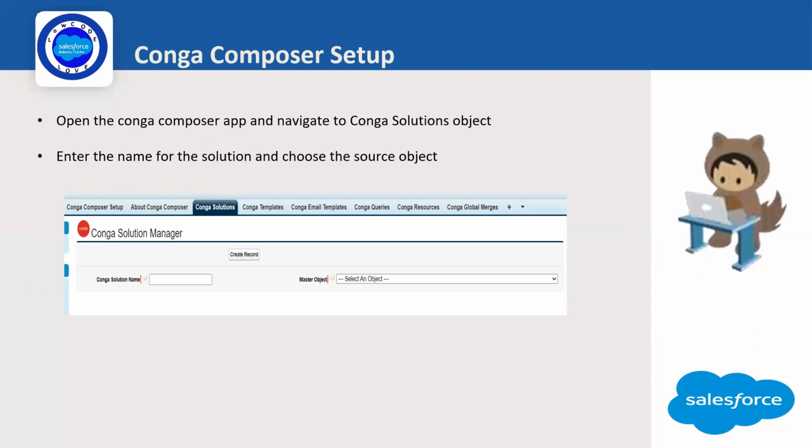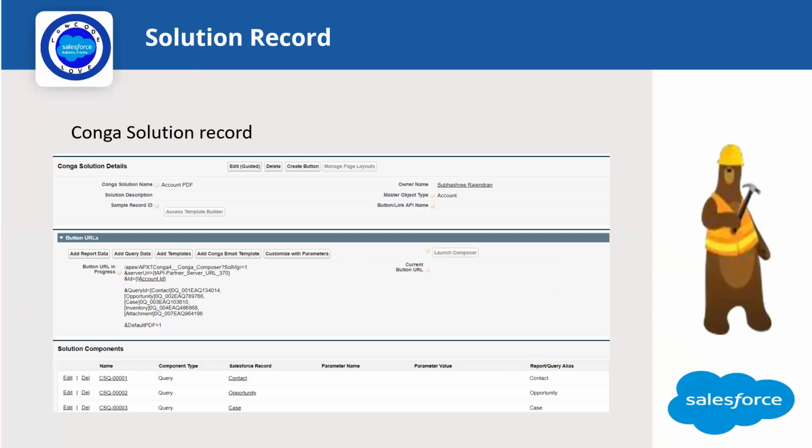Now let's see how to create a Conga button. For that, you need to create a new Conga solution record where you give the name and choose the master object. After creating the record, your detail page will look like this. Under the button URL section, we have five buttons: add report data, add query data, add templates, add Conga email template, and customize with parameters. I'm going to handle add report, add query data, add templates, and customize with parameters. The remaining functionalities will be handled by Santoshni later.